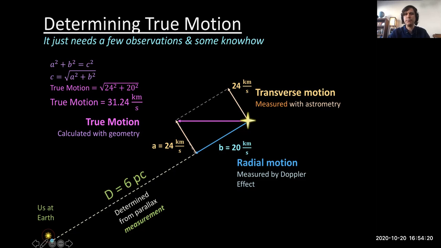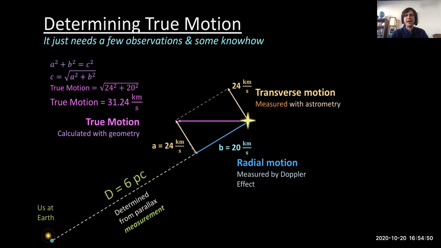I know a squared plus b squared equals c squared. Thank you, Pythagorean theorem. So a squared plus b squared equals c squared. That means c would equal the square root of a squared plus b squared. I can go ahead and calculate that out. That's its true motion, equals the square root of 24 kilometers per second squared plus 20 kilometers per second squared. Crunch those numbers out, you get 31.24 kilometers per second. That's the star's true motion. So just with a little bit of know-how.